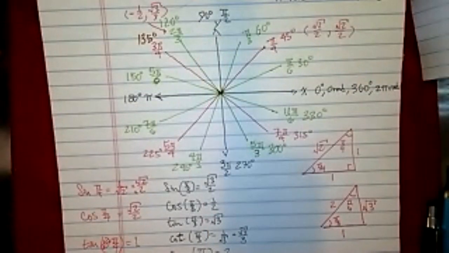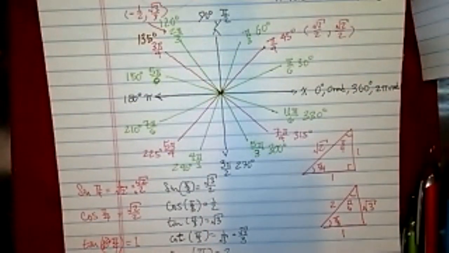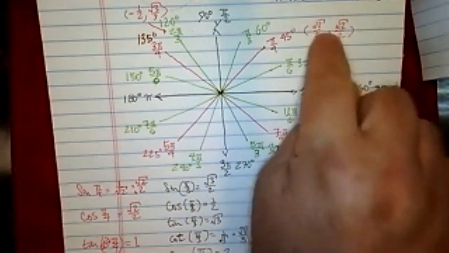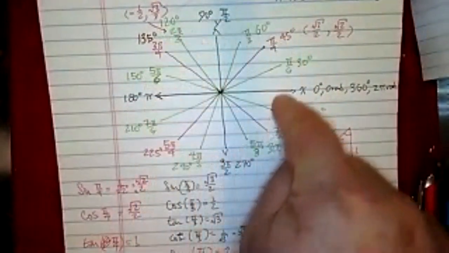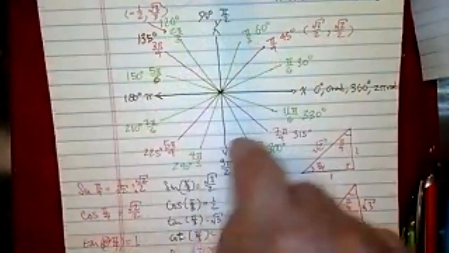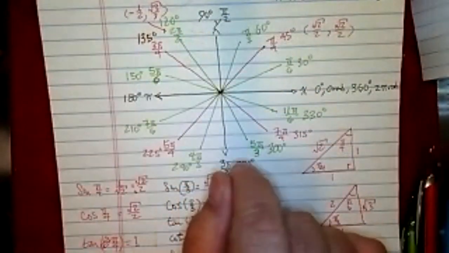So that's how you can start working out the various angles and then the points on the unit circle, just by imagining the end of each of these lines is 1 unit away from the origin, so it makes a circle. And now we're doing the unit circle.